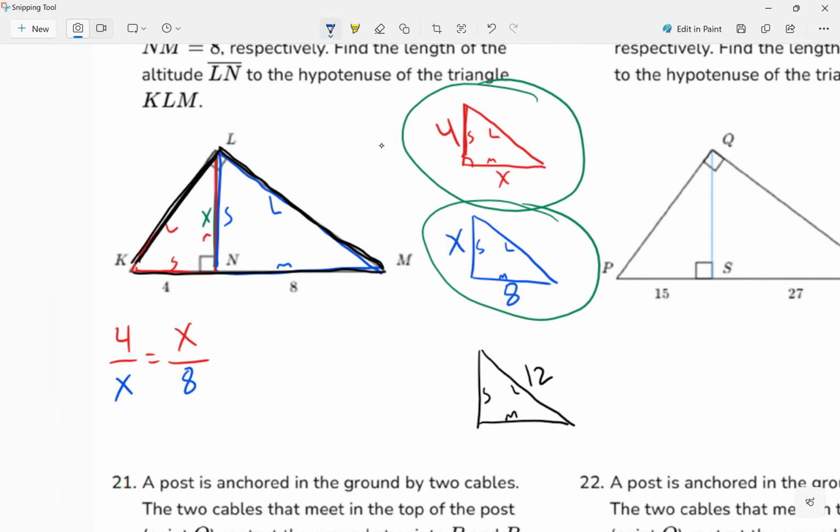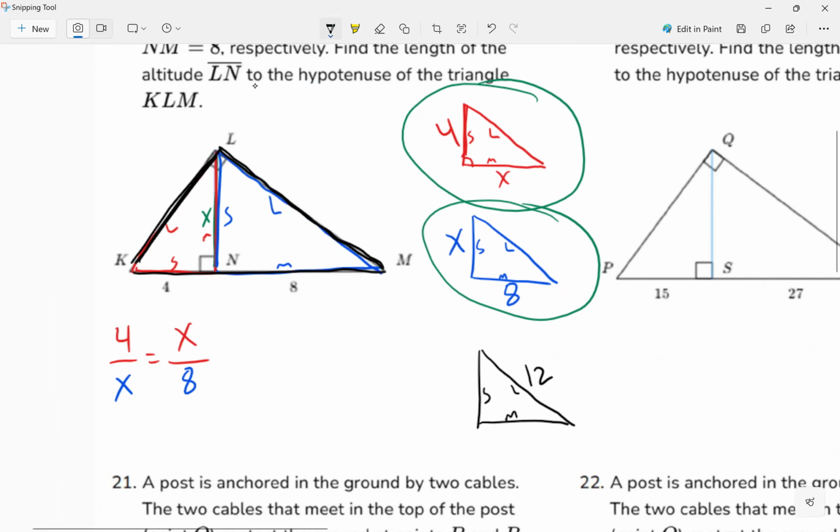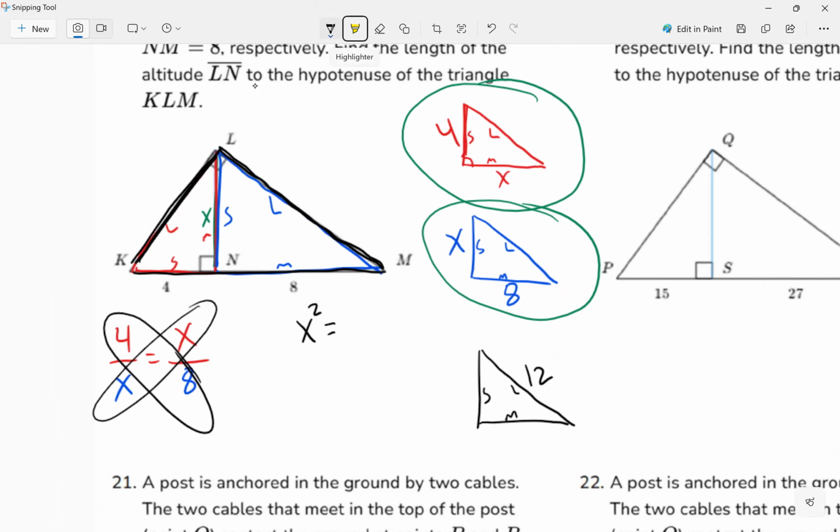Now I'm just going to cross multiply. The hard part in reality was writing my three triangles and then knowing which two triangles I was going to use. I'm just going to cross multiply it. So this way, x times x is not 2x, okay? X times x gives me x to the second power, so x squared equals 4 times 8, which I know is 32.